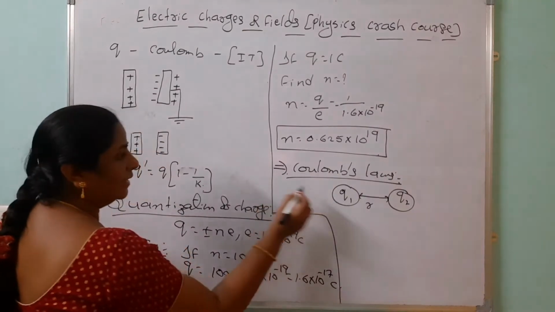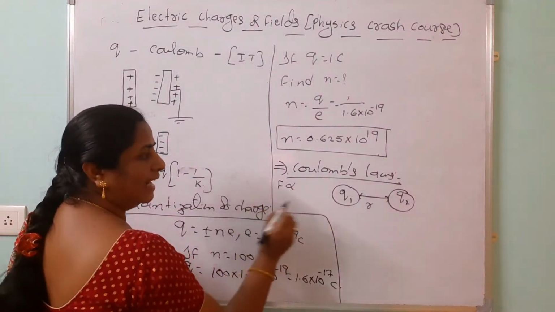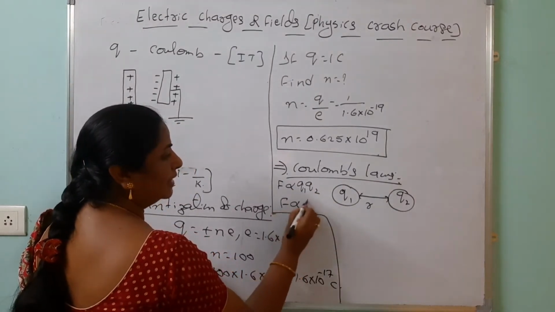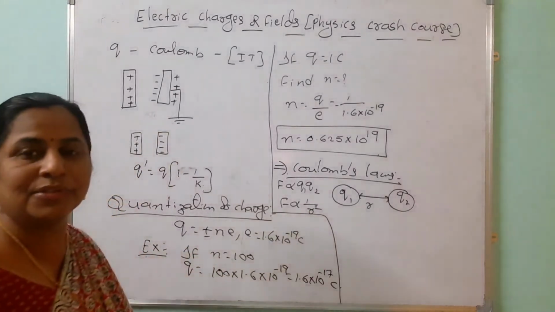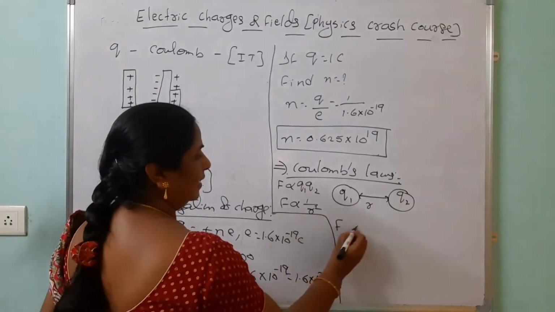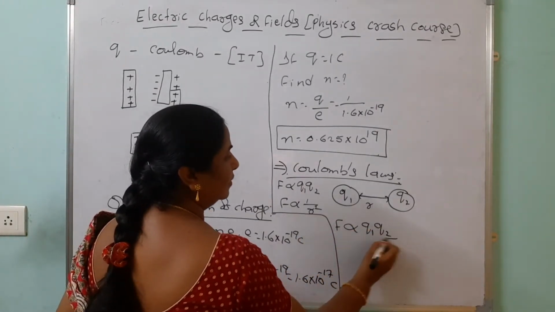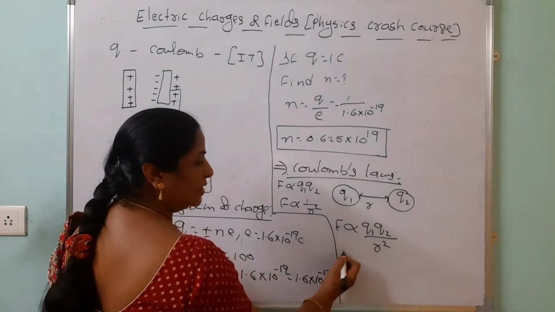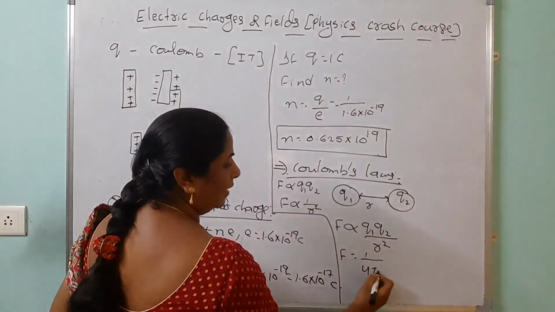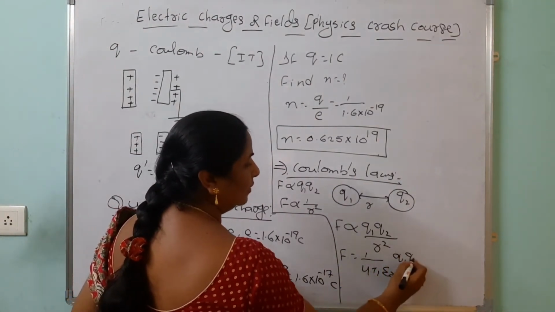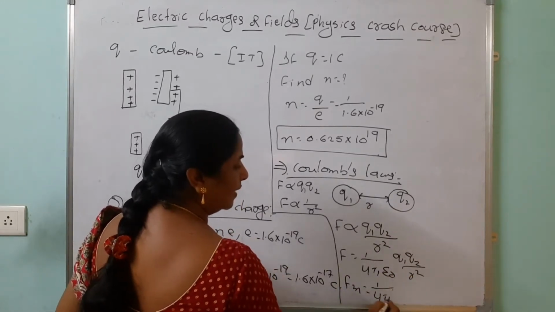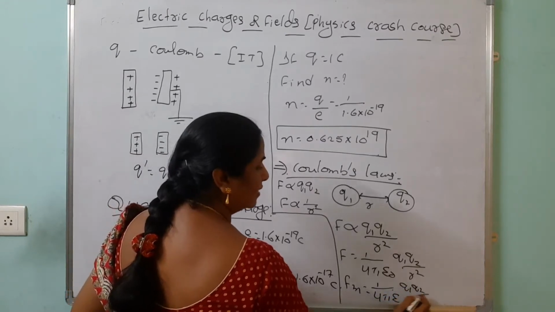From Coulomb's law, he said how much force is acting. This force is directly proportional to the product of the magnitudes of these two charges and inversely proportional to distance square. When you combine these two, what do you get? F is directly proportional to Q1 Q2 by R square. Instead of proportionality, for free space or vacuum, F equals 1 by 4 pi epsilon naught Q1 Q2 by R square. For a medium, you can take it as 1 by 4 pi epsilon Q1 Q2 by R square.